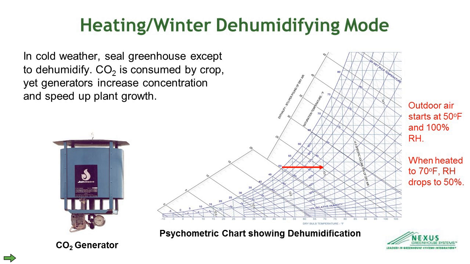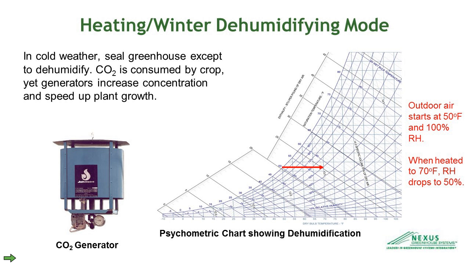Now I'd like to discuss a little bit about winter dehumidification and what this means in the greenhouse environment. So we're going to return to our psychrometric chart that we used earlier today for determining cooling capacity, but this time we're going to show what the dehumidification capacity is of outdoor air if you were to bring it inside the greenhouse and heat it up.